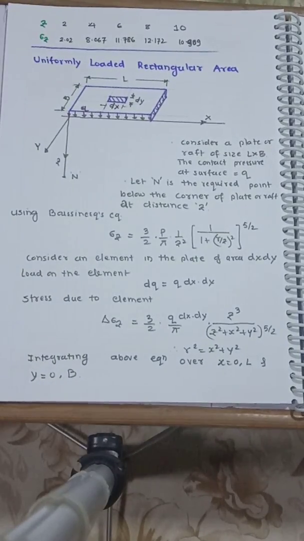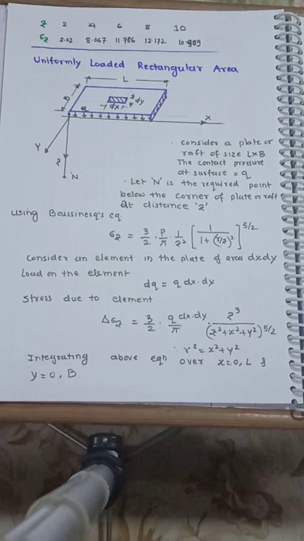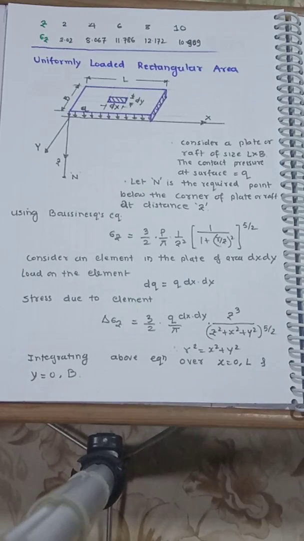So, uniformly loaded rectangular area. Many times we use a raft, that may be on the basement or the surface, mostly in the basement. And that raft transfers the stress. The columns' loads are received by this raft, and the total load is transferred on the raft.